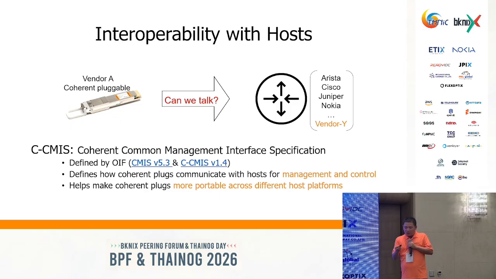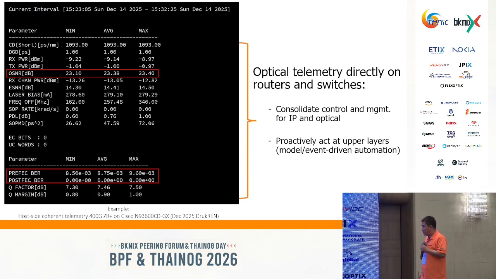It's one thing for our plugs to be pluggable into a router or a switch, but can the router or the switch as the host manage and control the plug or not? So for that, we have a standardized common management interface spec. And for coherent plugs, we have an extension to that called the coherent CMIS. Again, the whole idea is this plug should be portable across any vendor or any platform. And for that, we have defined a standardized way of doing it, CMIS.